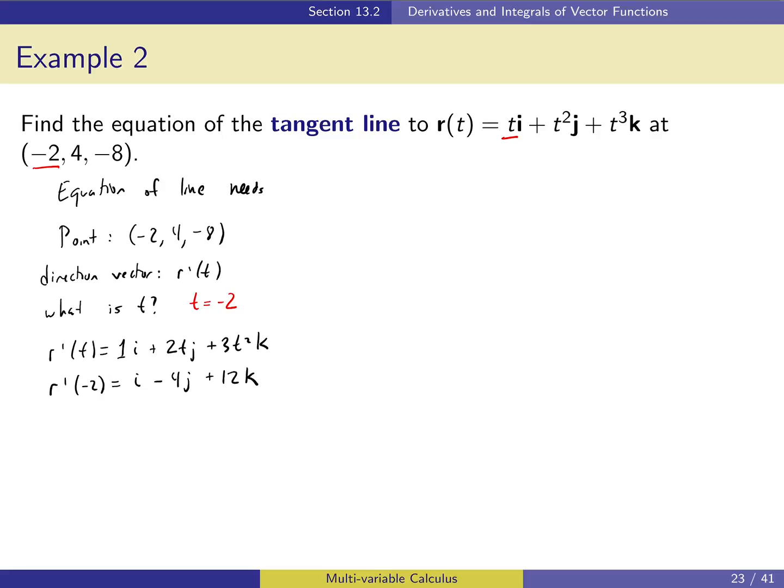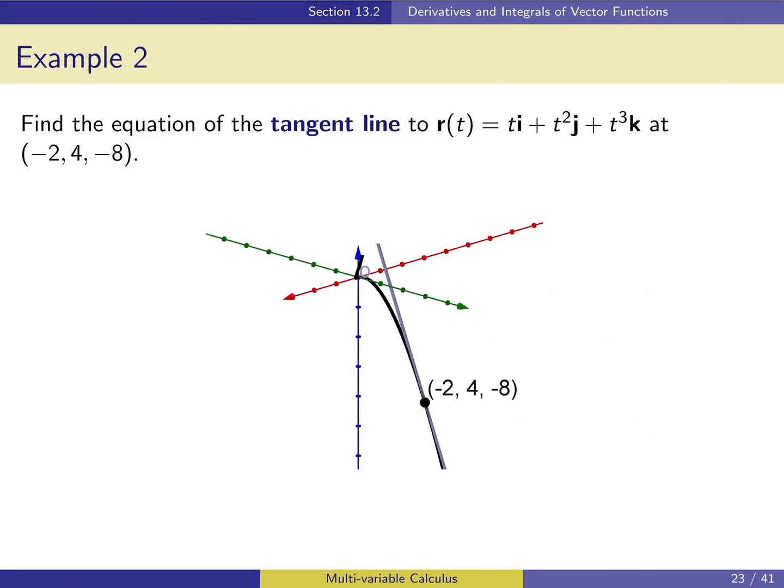So now we can write the equation of our tangent line. Our tangent line, we'll call L of s, where s is going to be our parameter just to avoid reusing t, is going to be (-2, 4, -8). That's our position vector, plus s times our direction vector, which is (1, -4, 12). And here's a picture. The space curve is given in black, and in the bluish gray is the tangent line whose equation we just calculated.